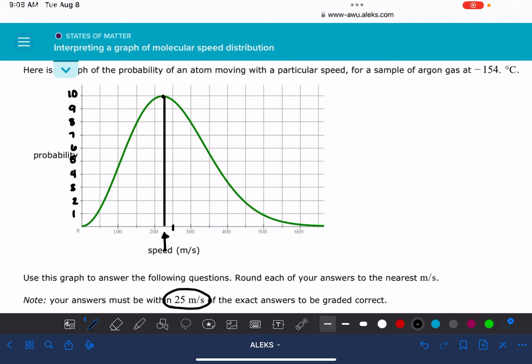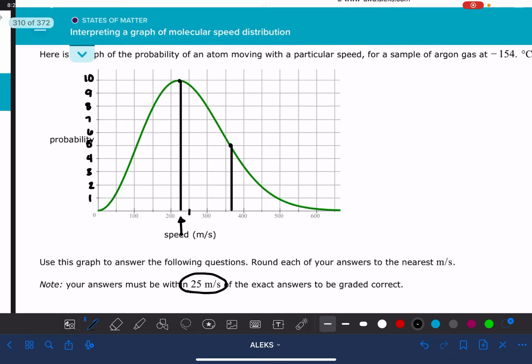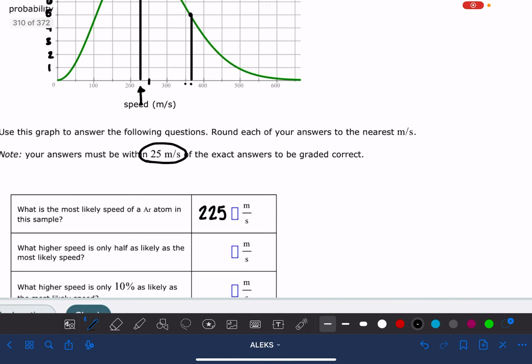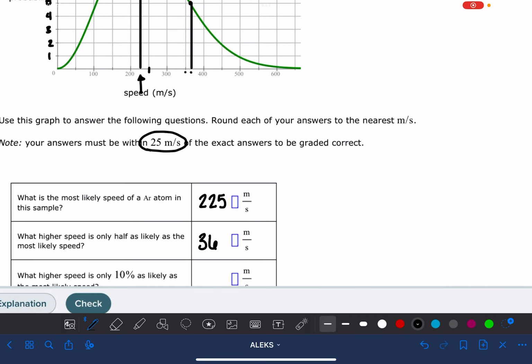And for the higher speed, there's actually two speeds that have this probability of 5. There's this one, but that's a lower speed. And then our other one is going to be this speed right here. And if we again read it off the axis, if this is 350, then I'm going to say that's 360 meters per second.